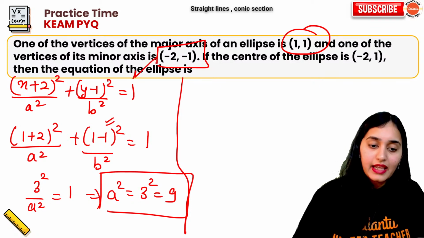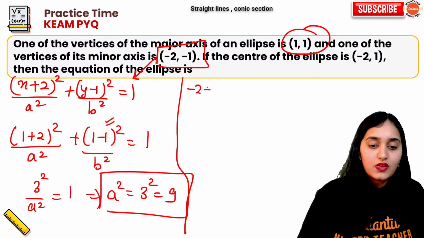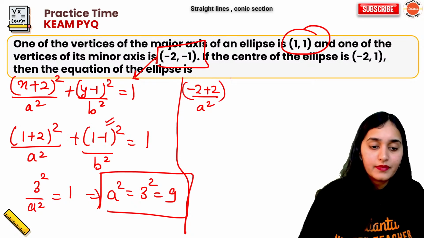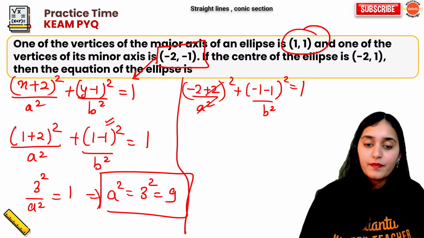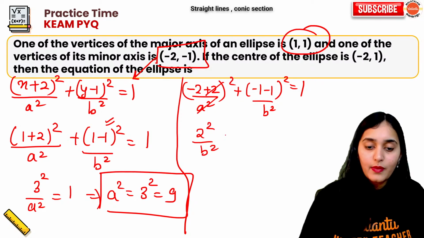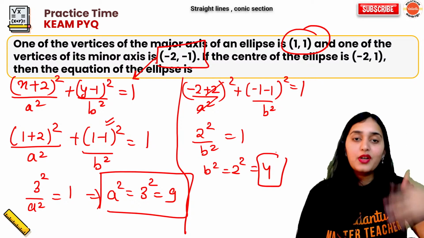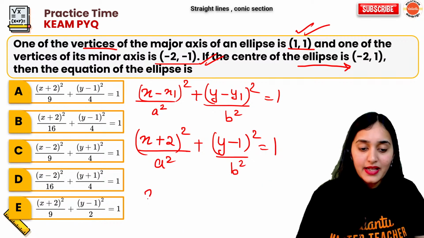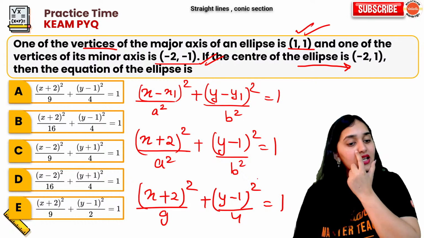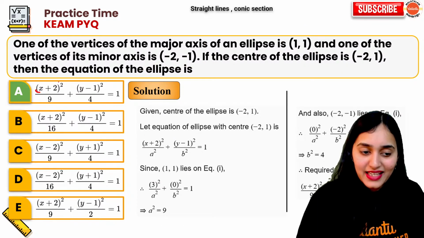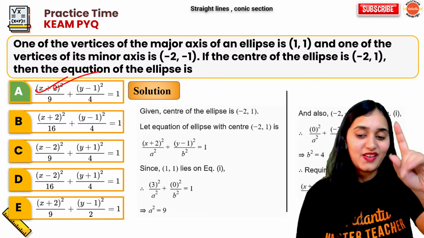Similarly, put the other point in this equation. So you have minus 2 plus 2 upon a square and minus 1 upon b square is equal to 1. So this becomes 0. This is 2 square upon b square is equal to 1. So b square is equal to 2 square is equal to 4. So you have the b square value. Now you get the equation: x plus 2 whole square upon 9 plus y minus 1 whole square upon 4 is equal to 1. Which option? Option A is matching the solution. Yes, so that is your right answer.